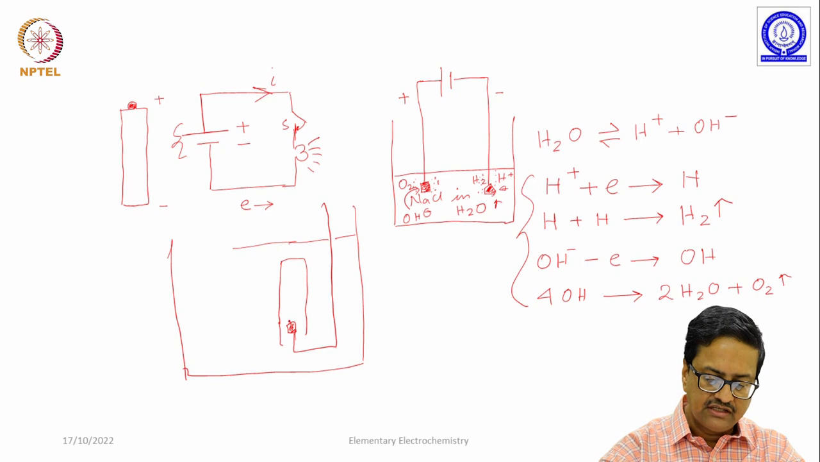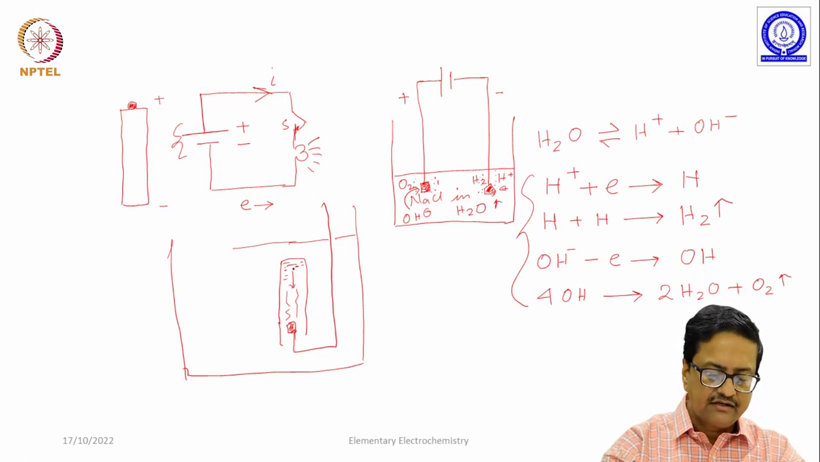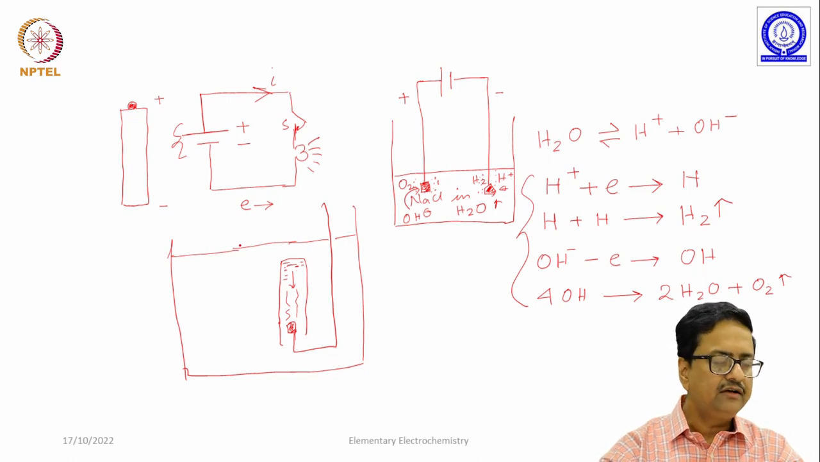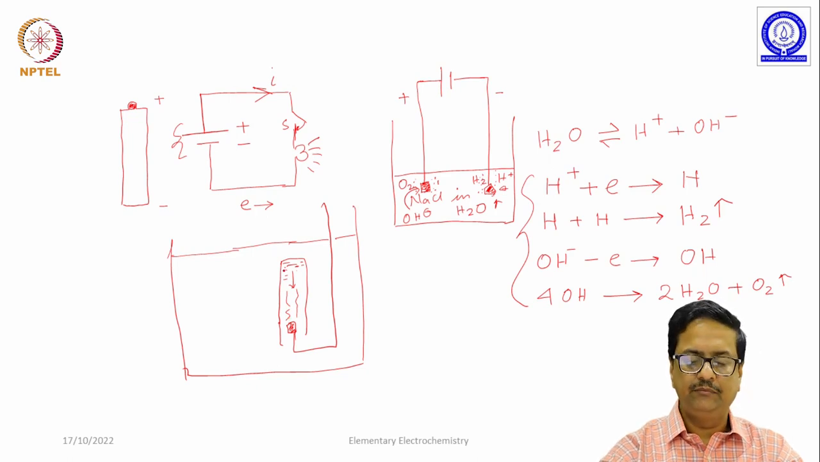What will happen is hydrogen gas will come up and fill this region and push the water level down. So one can collect the evolved hydrogen at this point, and if you bring a burning matchstick close to this bottle after taking it out, this hydrogen will suddenly burst and catch fire and get ignited.